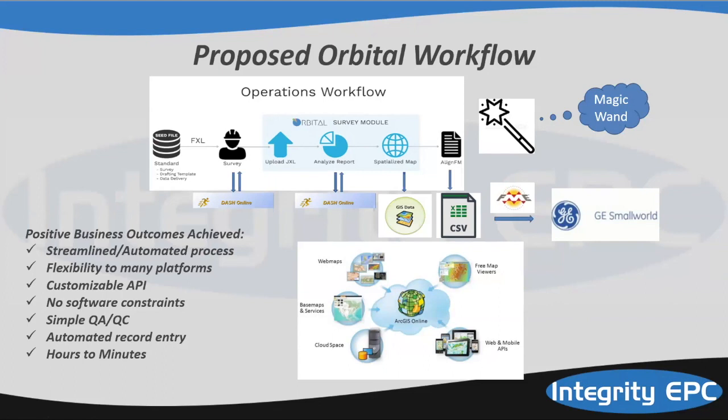So what were the positive business outcomes achieved here? We're able to streamline and automate the process from field to office. Flexibility to many platforms. What does that mean? The Orbital platform has a customizable API function where you can talk to other platforms. In the future, we're going to be able to create customized tools that allow us to do even more things, like streamline importing data into data tables. So that information is already in our data tables when we download the database. So it expands our horizons into what we can do in the future.